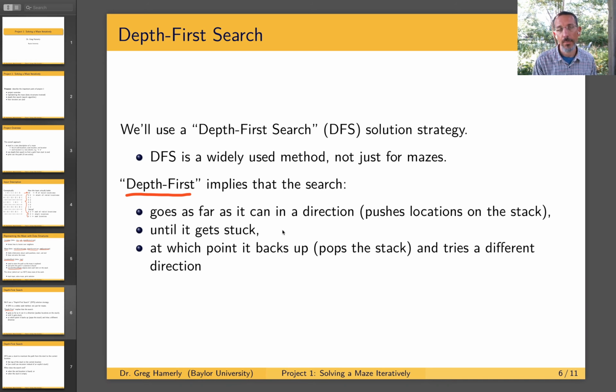That's left, right, up, or down. And as it visits more and more locations, as it hops from valid location to valid location, it's going to push these valid locations onto the stack. That becomes the path. If it ever gets stuck, then it will back up, which means it's going to pop the stack, because the stack is the path. And after it backs up, it's going to go in a different direction than what it went last time.